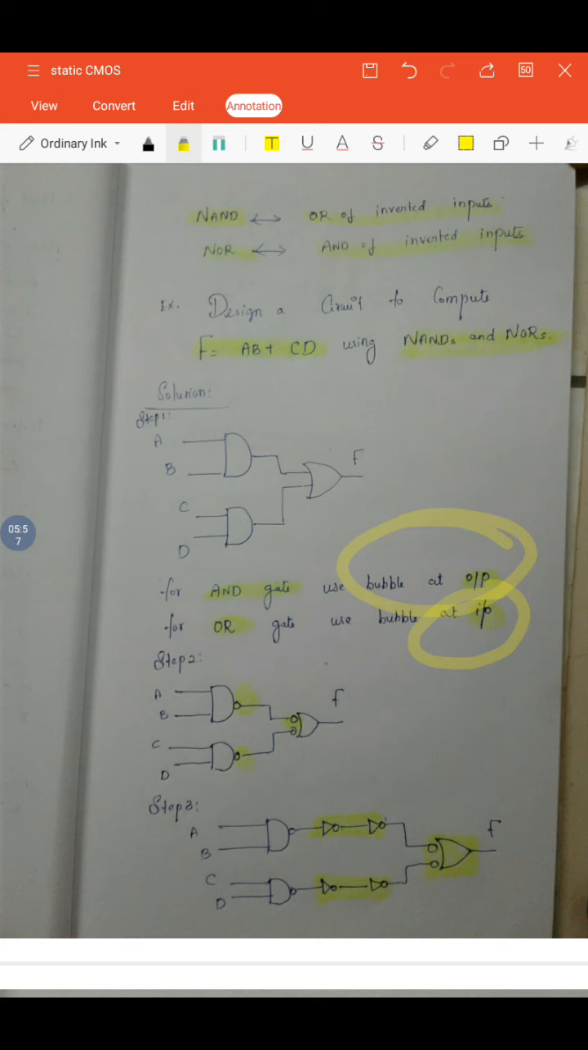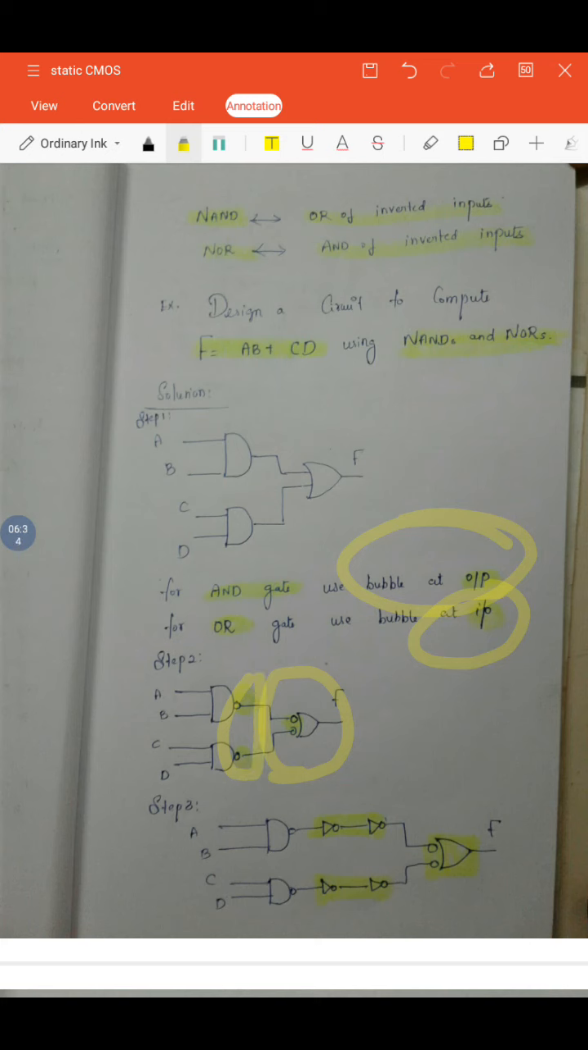So in the first step, what you are doing is drawing a circuit using basic logical gates. And then in step 2, I am going to use the bubbles, as I said already, based on ANDs and ORs. Since I have two AND gates, I place the bubbles at the end of the two AND gates. And I have one OR gate, so for an OR gate, I have to place the bubble at the input side. You can notice, I place the bubble at the input side here, and at the output of the AND I place the bubble.